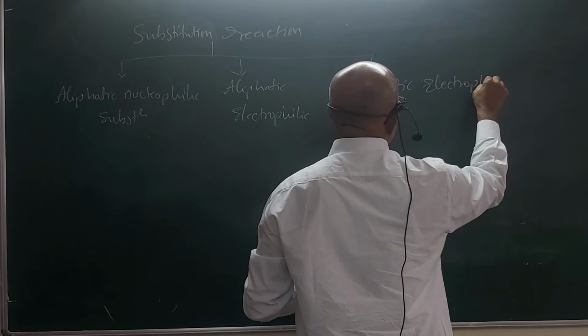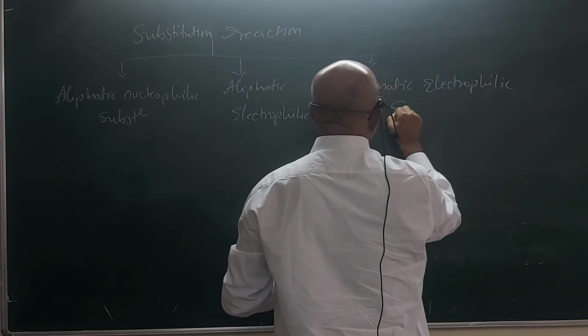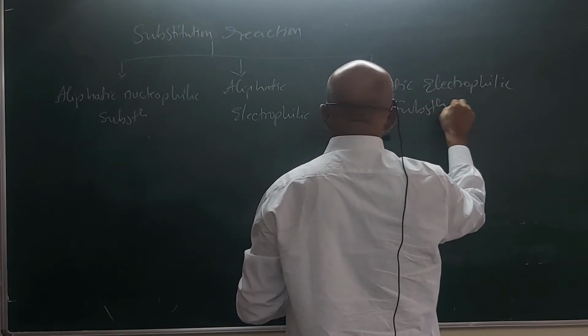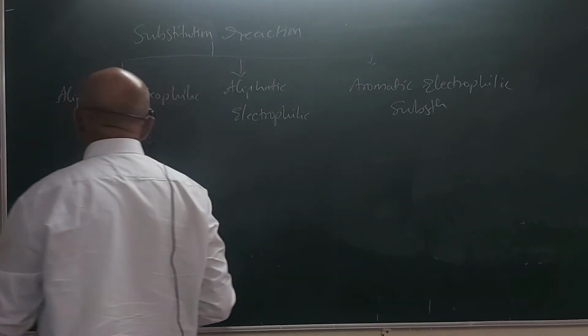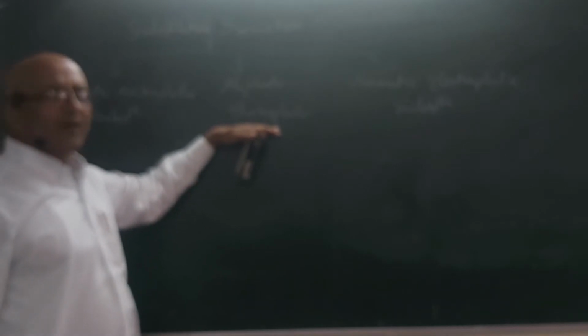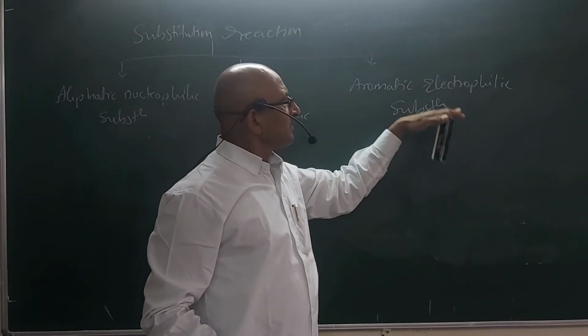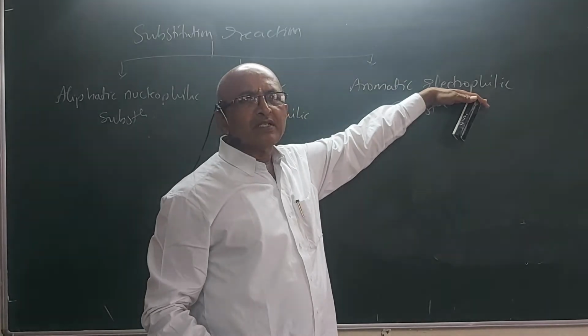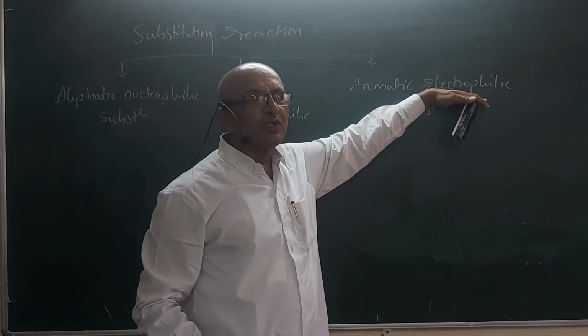This type of substitution depends upon the nature of the atom or group of atoms which is being replaced. Here the atom or group being replaced is nucleophilic in nature. Here the atom or group being replaced is electrophilic in nature. This means this is electron rich, and this is electron deficient. And in aromatic electrophilic substitution, the atom being replaced is electrophilic, that is, positively charged.